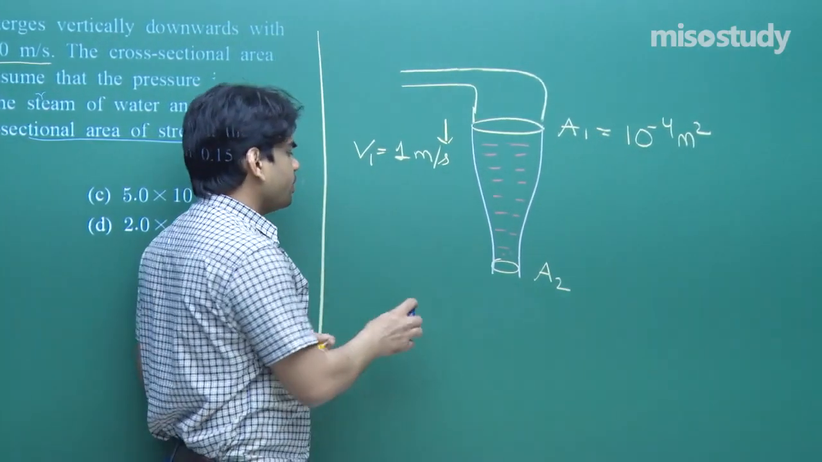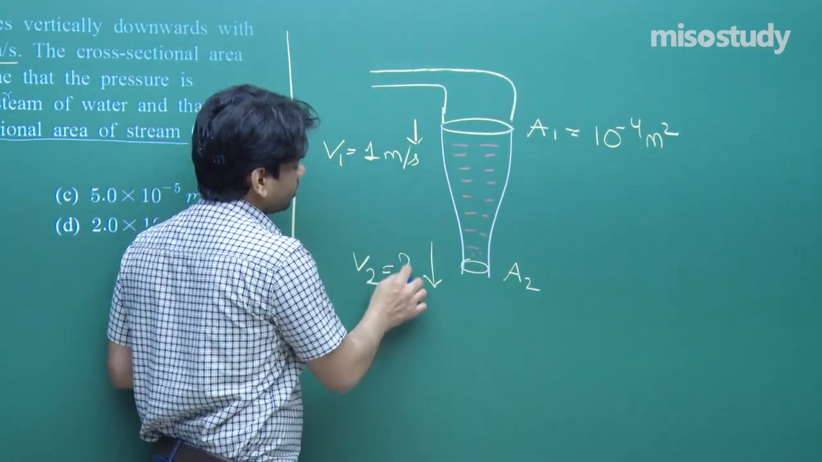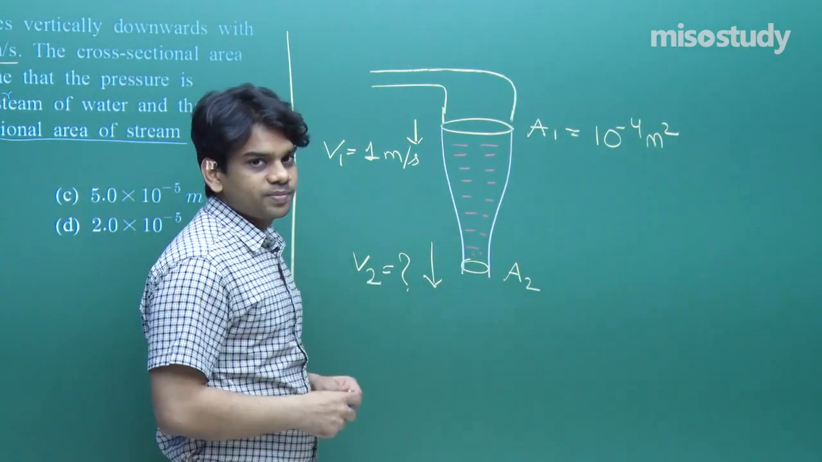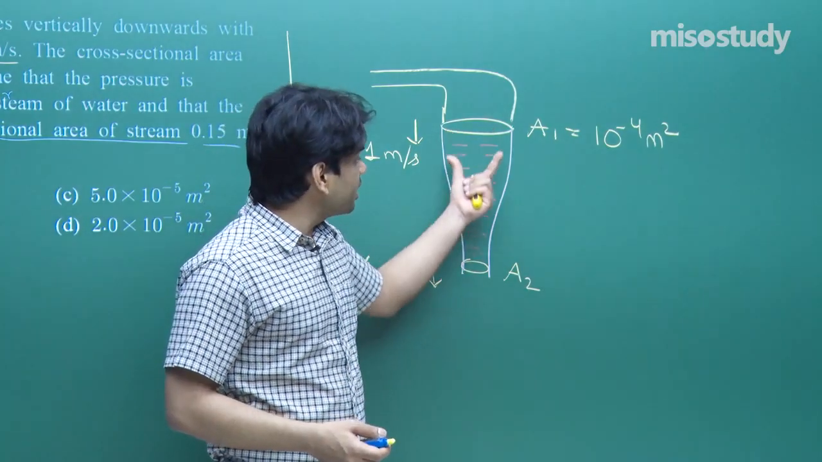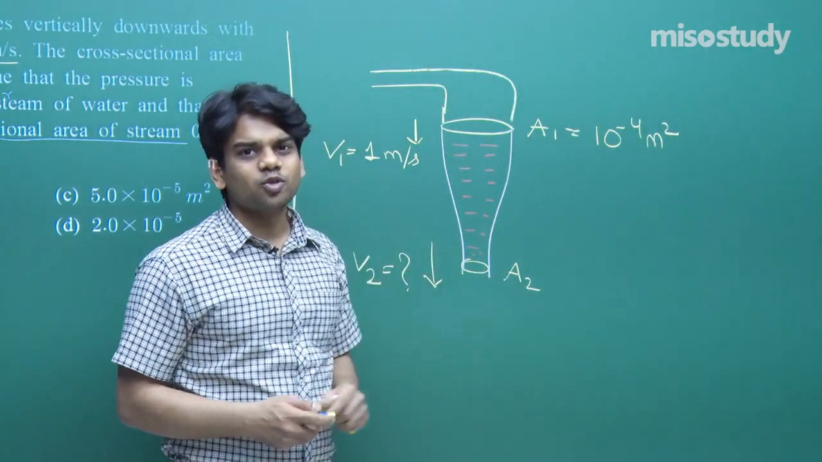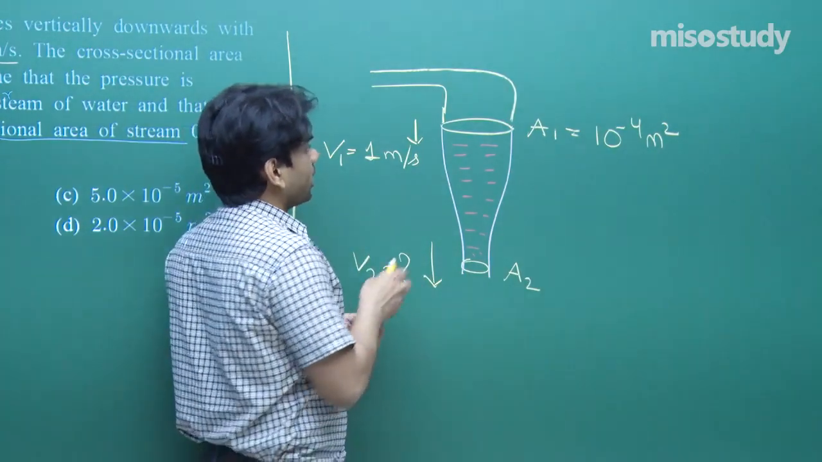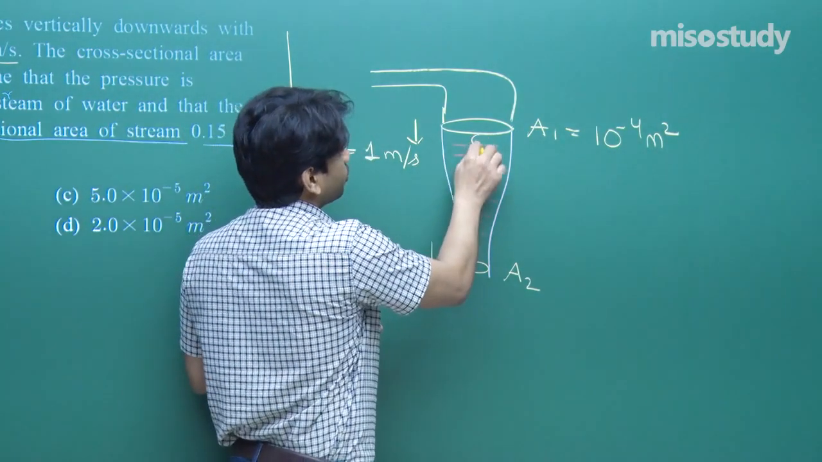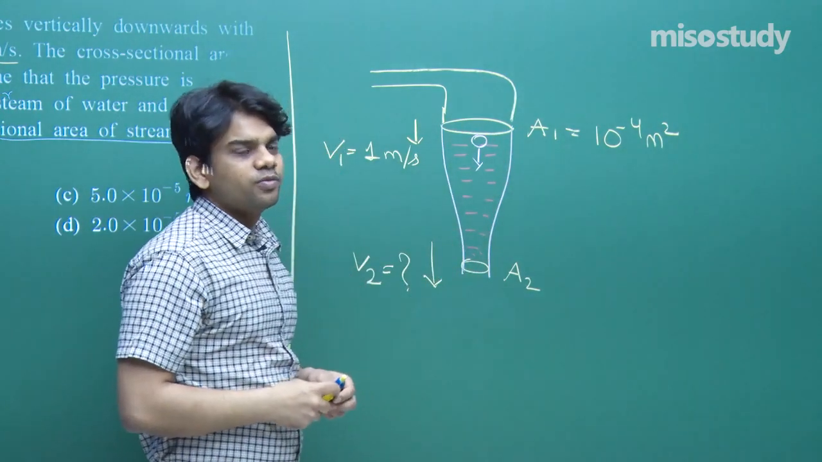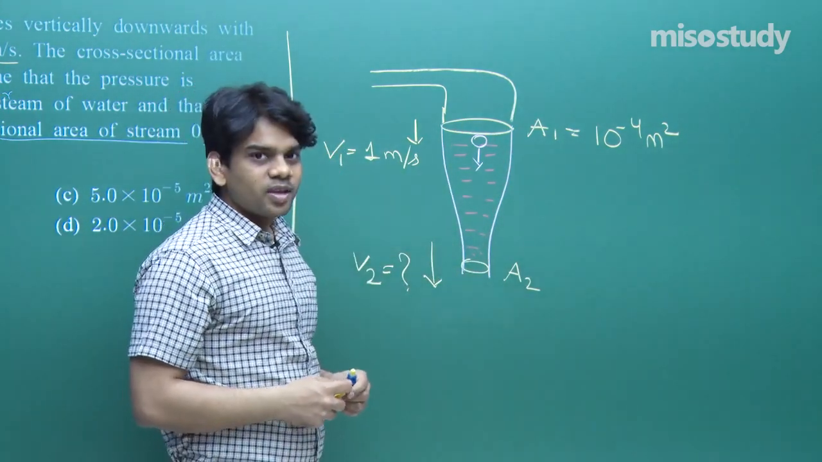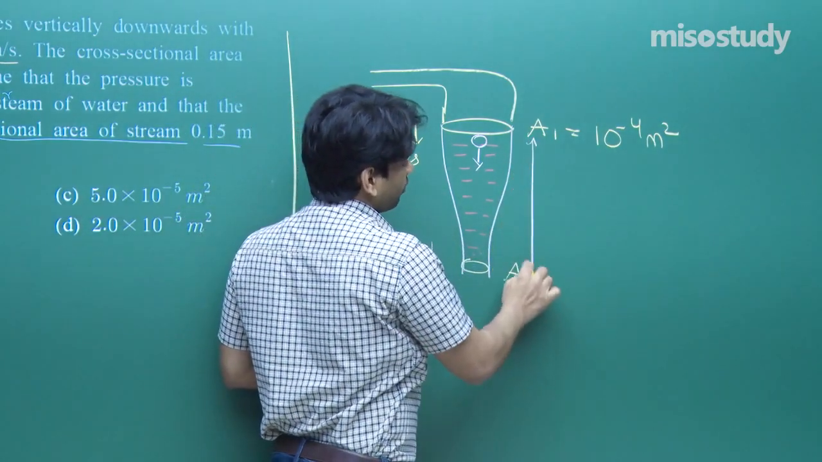By any means, let's say we take the speed of the stream to be V2 here. It says that pressure at every point is equal, and that can be taken to be equal to atmospheric pressure. First of all, whatever water droplets are coming from this end, if I draw it this way, it's starting with a speed of V1, that is 1 meter per second, and it will travel a height of 0.15 meter.